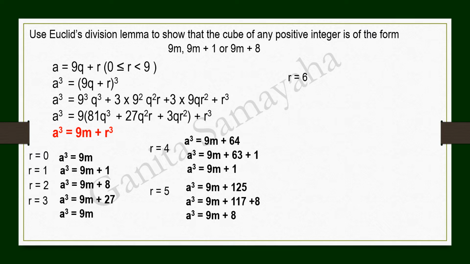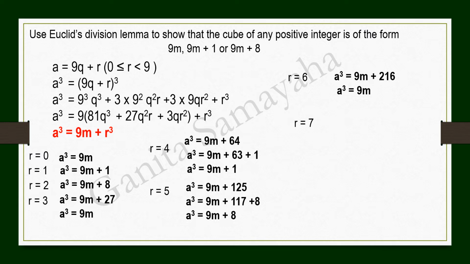Next, when r is equal to 6, let us see what happens. A cube will become equal to 9m plus 6 cube, which is 216. Now let us add these digits individually. 6 plus 1, 7 plus 2, 9. So this 216 itself is a factor of 9. So it is 9 into something. So 9m plus 216, completely this integer, whatever you get, will be a multiple of 9. So we can write this as 9m. Clear, children? So when r is equal to 6, a cube is 9m.